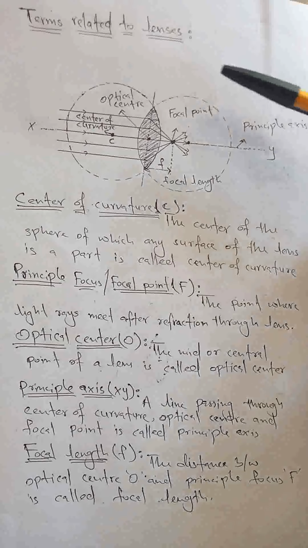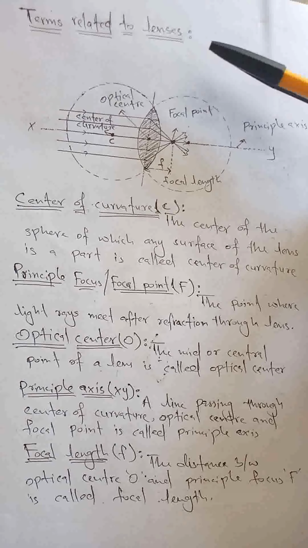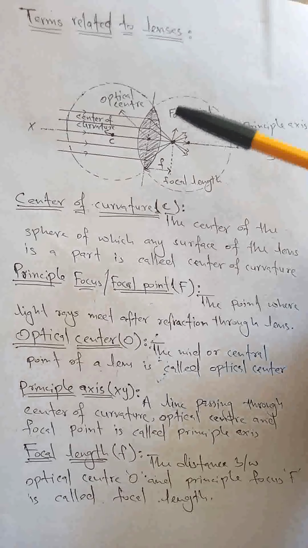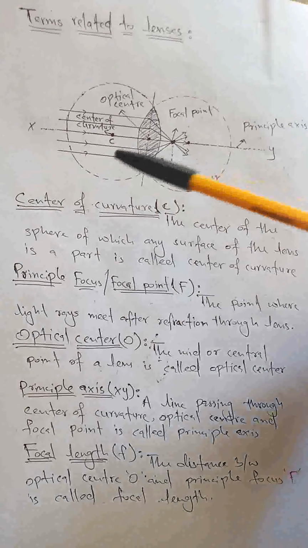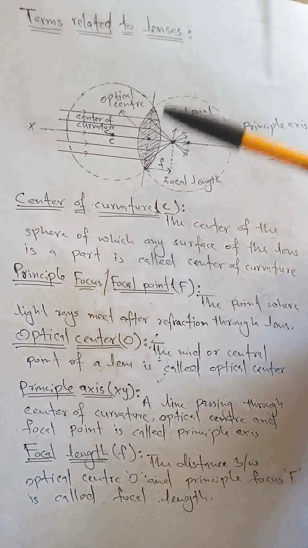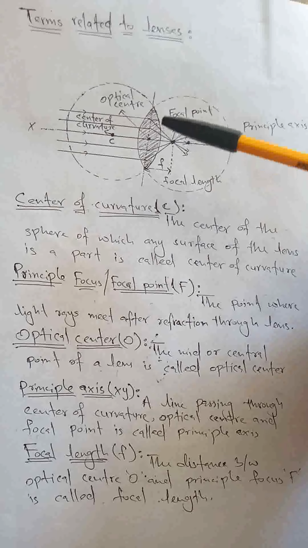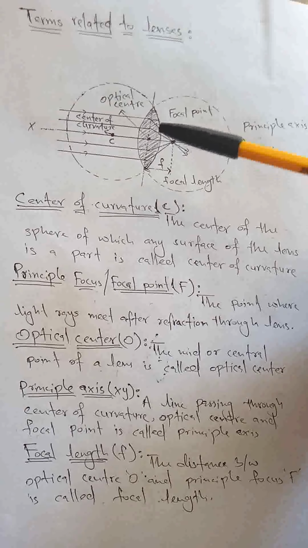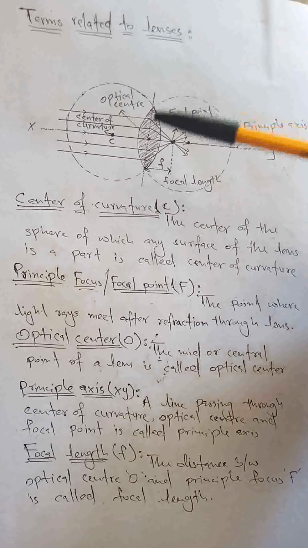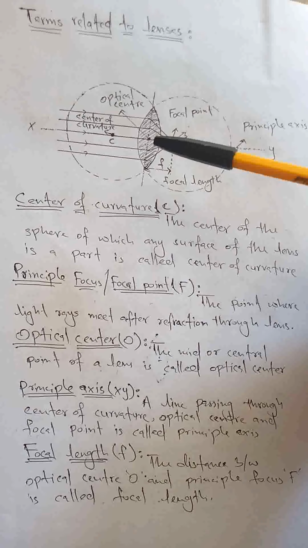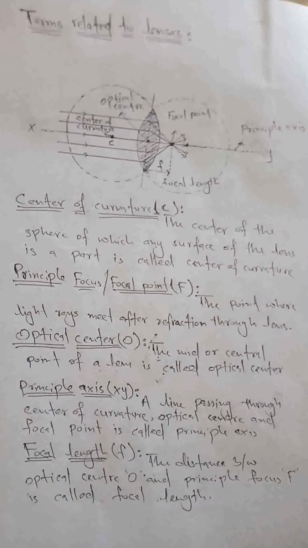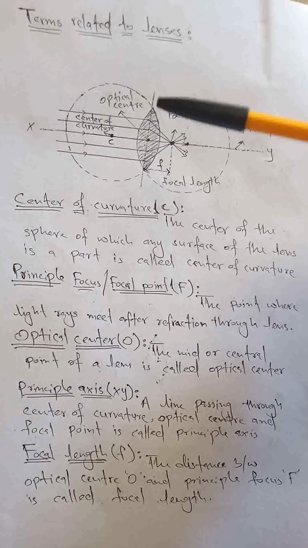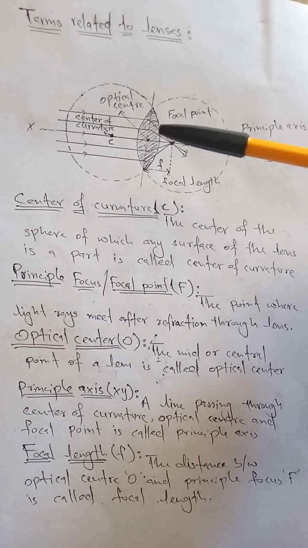Dear cadets, now let's talk about some terms related to lenses. We have a figure. In this figure we have two spheres. This one is a sphere, this is another sphere, and if these two spheres overlap each other, then this combined or shaded portion will be a lens. As you can clearly see, the middle portion of this lens is thicker and the edges are thinner, so it will be a convex lens. Sorry, it will be a convex lens. The middle portion is thicker and the edges are thinner, that's why it is called convex lens.